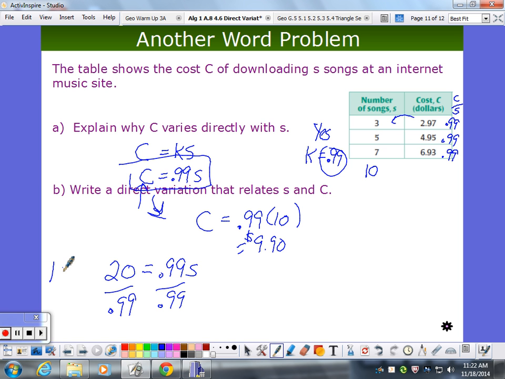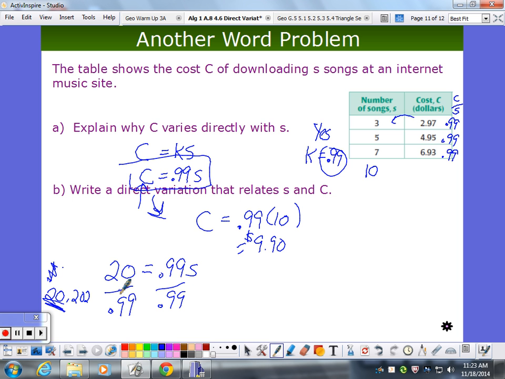Is that right? No. I calculated right there. What is it? 20.2. A little more than 20. Well, how many songs can I download? 20.2 of a song? No. So you can get 20 songs. Yes, sir. You can't get like 2 seconds of a song, okay?